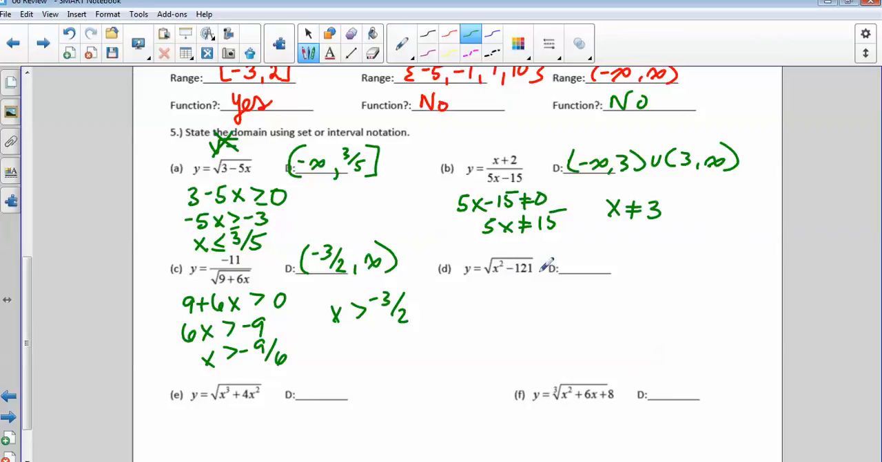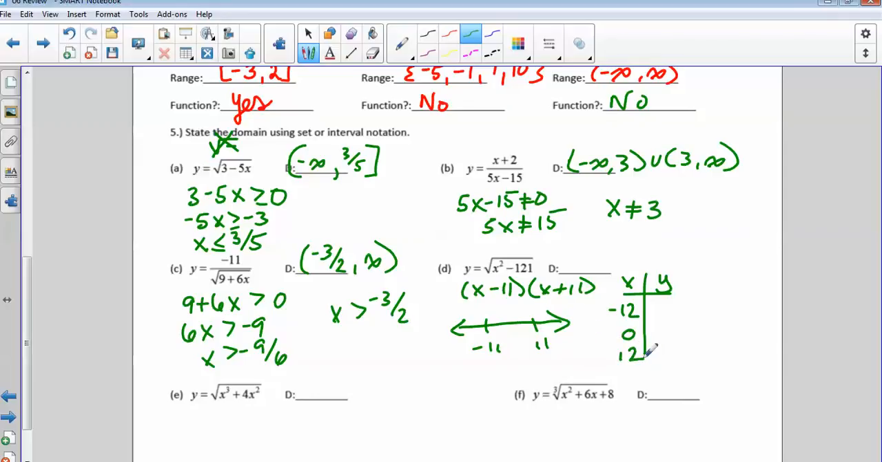In D, I have a quadratic under a square root, so this is when you have to test for key points. First, I start by factoring the quadratic, so I get x minus 11 times x plus 11. And these give me my key points of positive 11 and negative 11 on my number line. I need to test a point in each section. So I test something smaller than negative 11, I'm going to test negative 12. I test something between the 2 points, like 0, and something greater than 11, like 12.